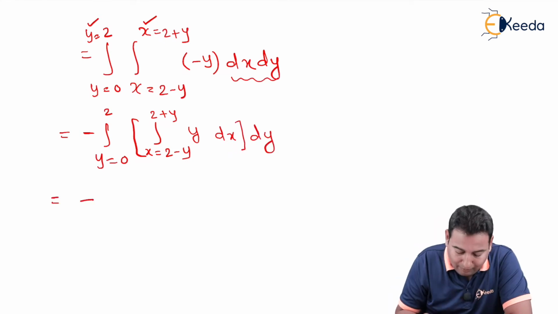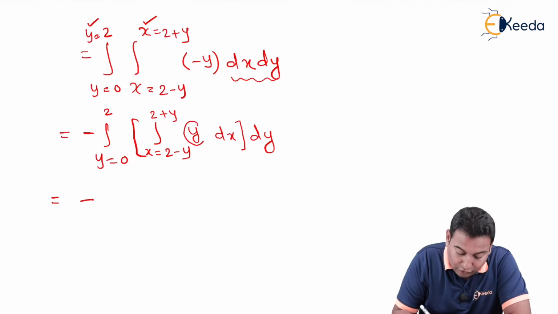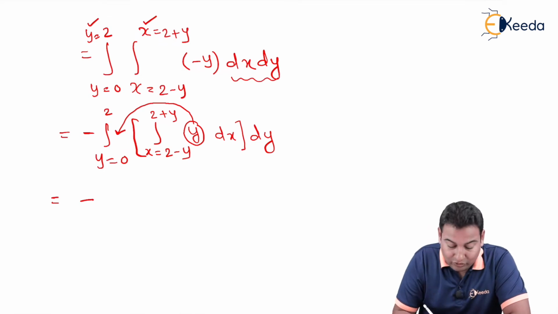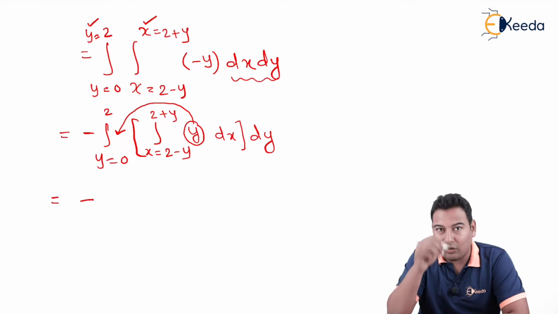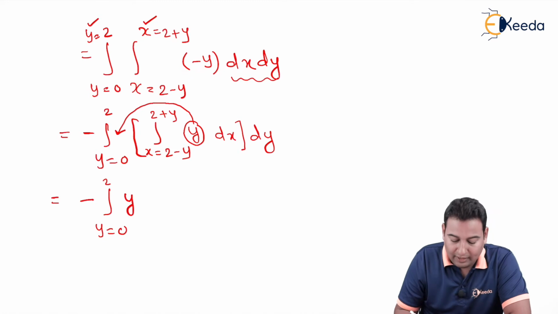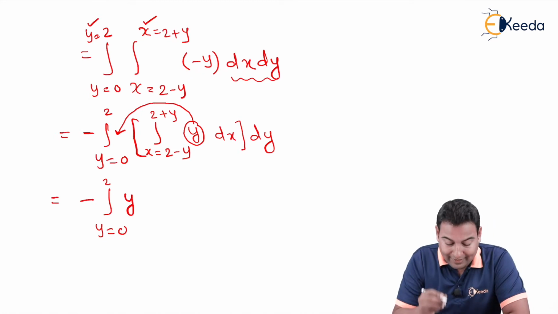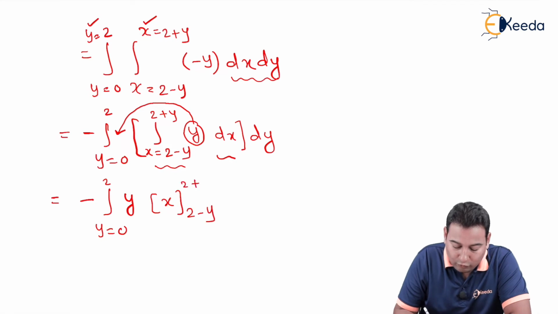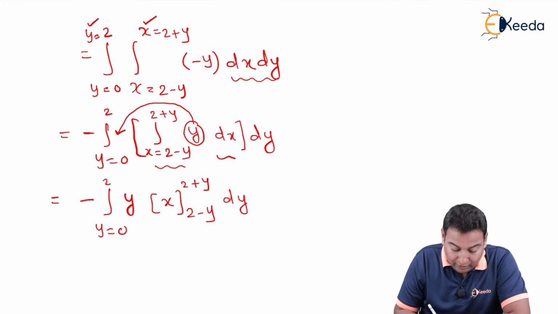Which is equal to minus, this y is constant, so it will come out of the integration and come here. It will not go out of the integration because it is constant with respect to integration x, not with respect to y. Therefore, this y will come here, and inside the integration with respect to x you are left with 1, and its integration is x, and the limits are 2 minus y to 2 plus y, and finally dy. Let's substitute the limits.